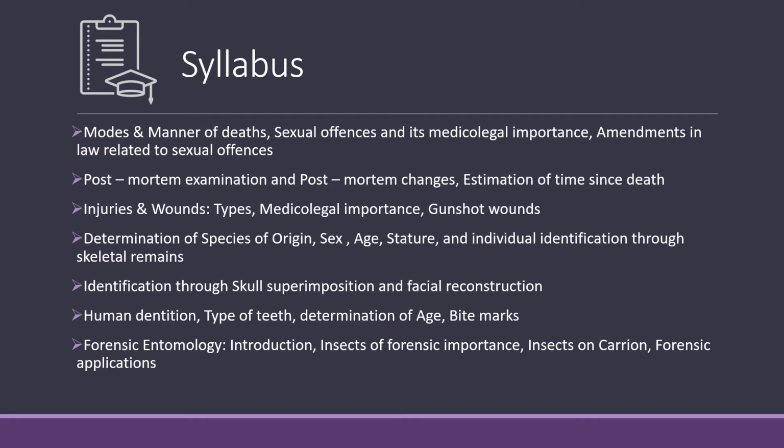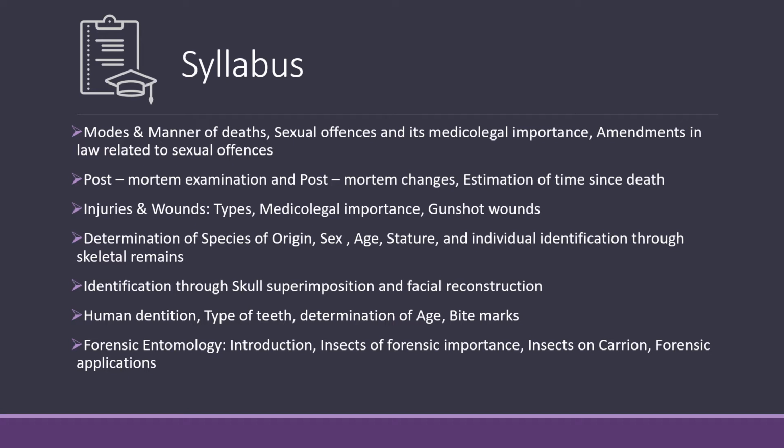Coming to the next one, the determination of species of origin, sex, age, stature and individual identification through skeletal remains. Either it can be the complete body with muscles and flesh, or without flesh where only the bones remain; then we can identify the individual, but only approximately. That comes under anthropology, when we do identification by considering the bones, the skeletal remains. Identification through facial bones or skull cranial bones can be considered, and we can do it by skull superimposition or facial reconstruction. This is also a most important point.